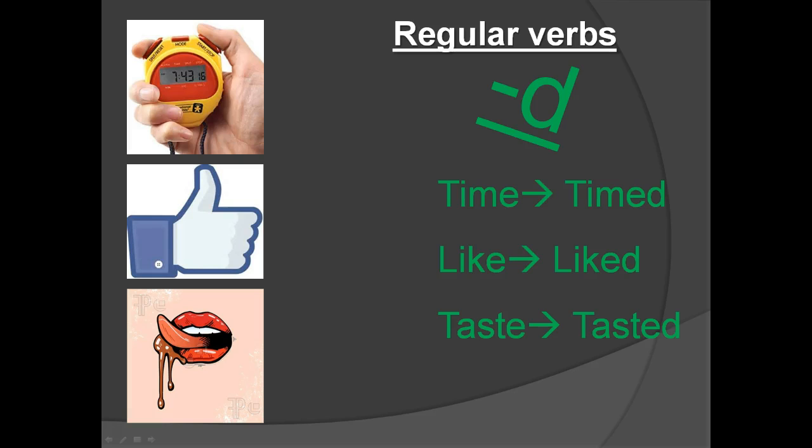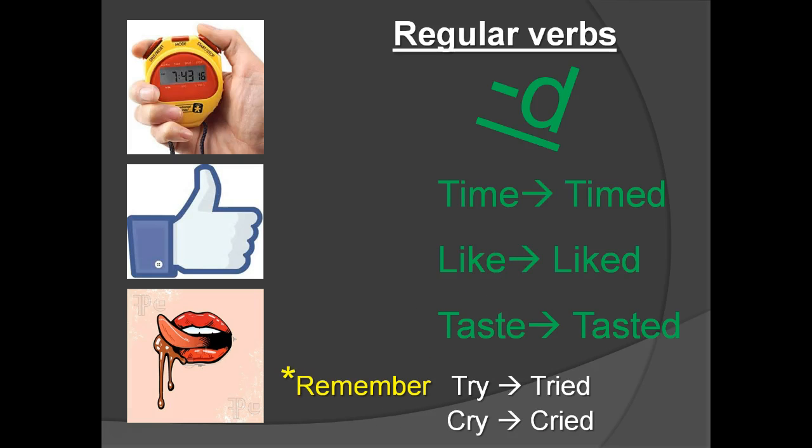Words ending in e require just a d to be added to the end. So, time becomes timed, like becomes liked, and taste becomes tasted. And remember, if the base form ends in a consonant followed by y, then the y is changed to i before adding ed. Try to think about try and cry.